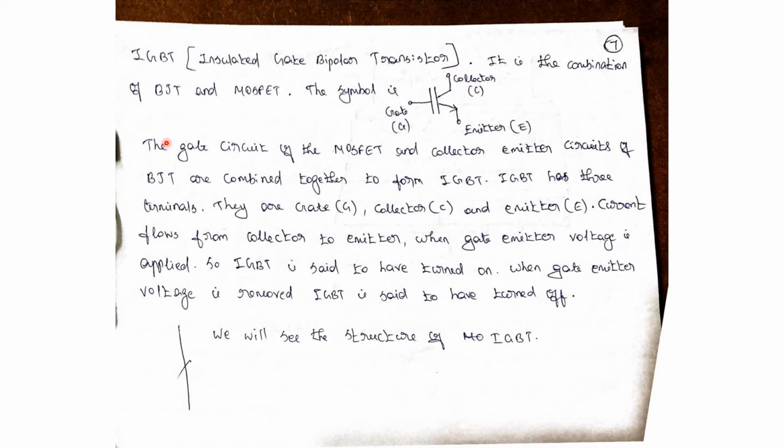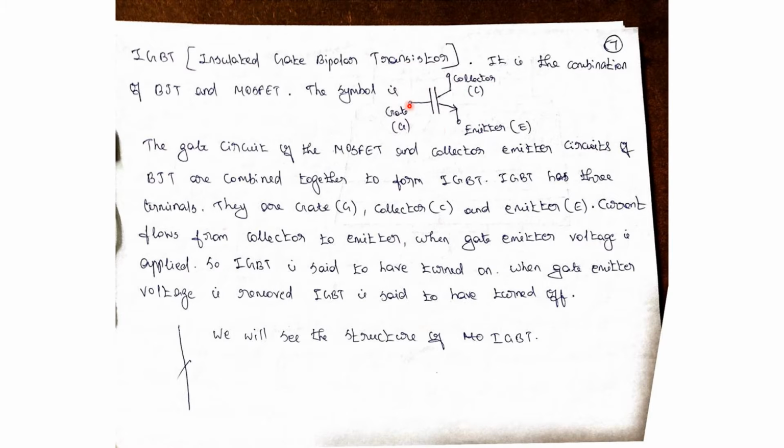Next, we'll see the IGBT. IGBT is nothing but insulated gate bipolar transistor. The IGBT is the combination of BJT and MOSFET. Okay, see the symbol. This is gate, this is collector, this is emitter.